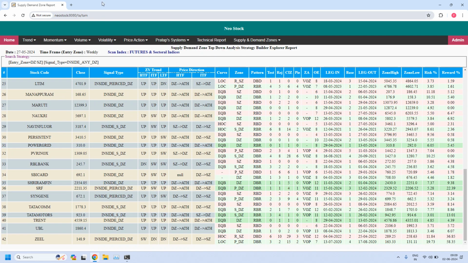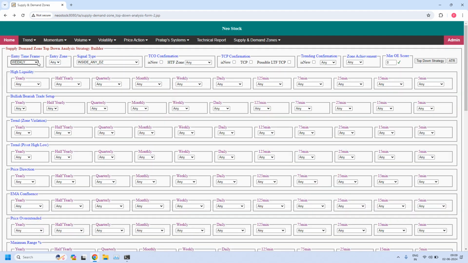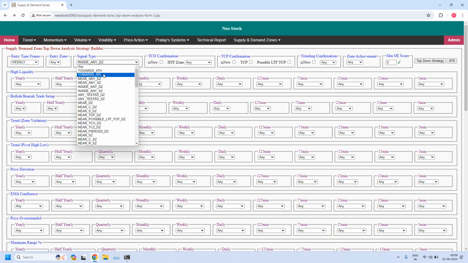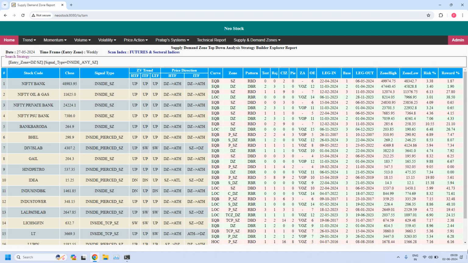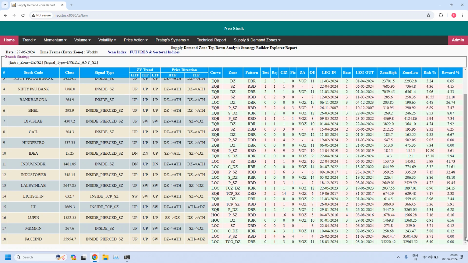Okay, I will generate the next report. I am going back. For weekly time frame, let us find the stocks where price closed inside weekly supply zone. So this is the filtered list. Scrolling the list down. 18 stocks are filtered where price closed inside weekly supply zone.